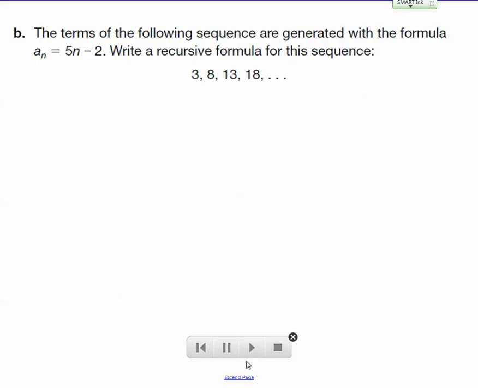What we're going to do is write a recursive sequence. So with any recursive sequence, we always give the value of the first term. And there it is, 3. Value of the first term is 3. Then we have to figure out what's going on here from term to term.